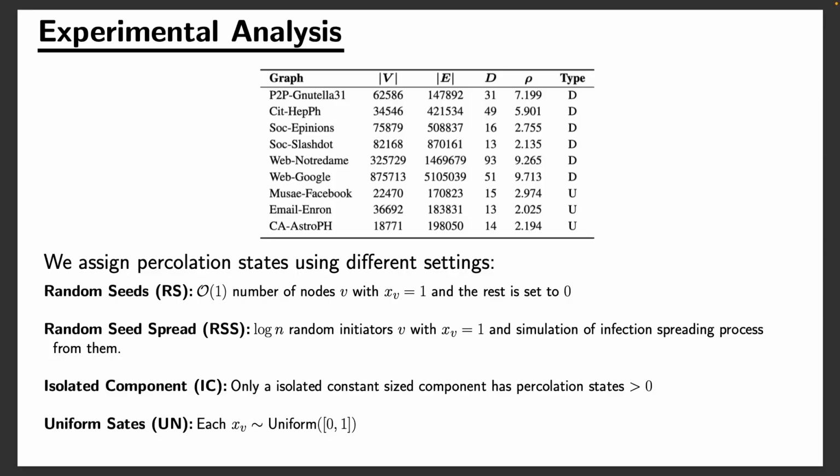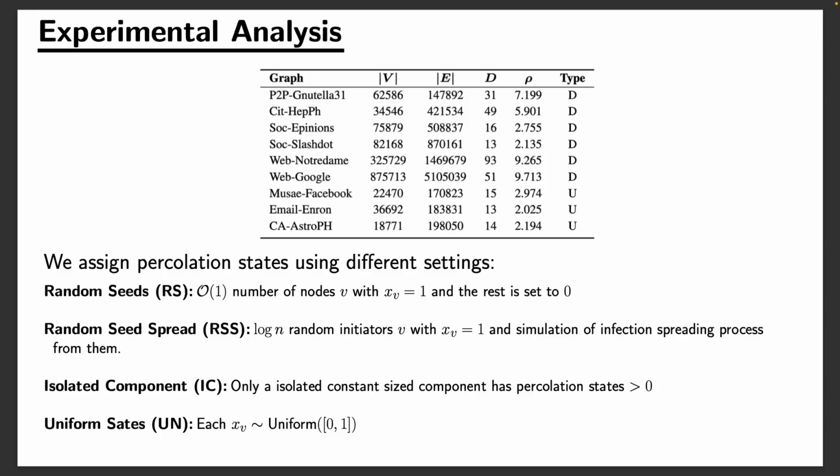We tested uniform and PURCHASE on different real-world networks, and since it's difficult to find real-world networks with percolation states assigned to the nodes, we assign percolation states to the nodes of these real-world networks using different settings. We define four main settings.